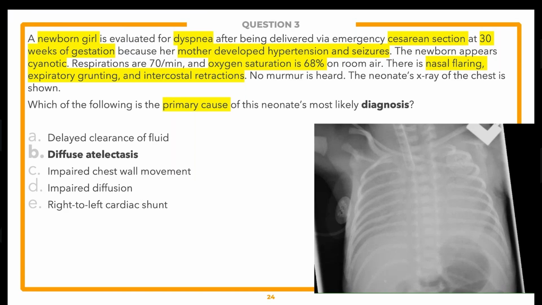And in this situation, the question is the primary cause, and the diffuse atelectasis is the cause of the NRDS. But good job, guys. High yield question, understanding this, looking at this x-ray. In neonates, think about NRDS. In adults, think about ARDS. Great job.